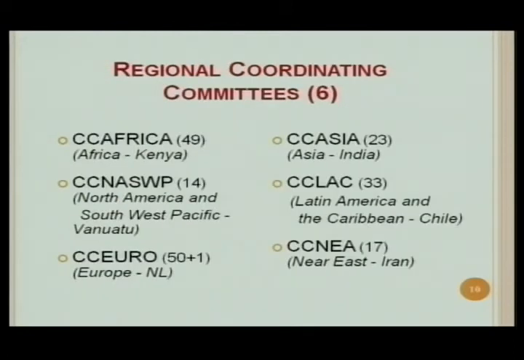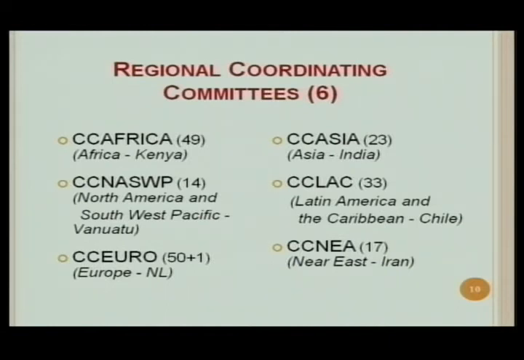There are 6 regional committees. CC Africa, which is chaired by Kenya. North America and Southwest Pacific, these are all regional coordinating committees, 6 regions as I said. This is chaired by Vanuatu. CC Euro, it is chaired by Netherlands. CC Asia, which has 23 countries. India is chairing that coordinating committee.